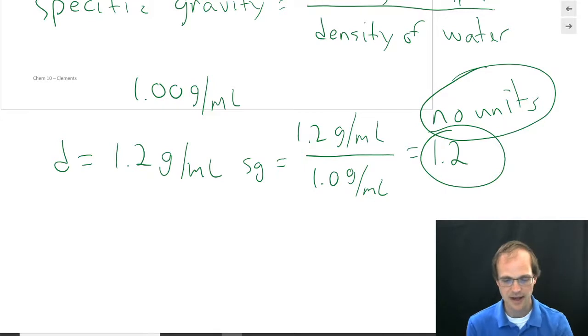All right. That is, I believe, our discussion of density and specific gravity, and the end of this section of our chapter. We're going to move on next, and we're going to talk about energy, which is a fun chapter.